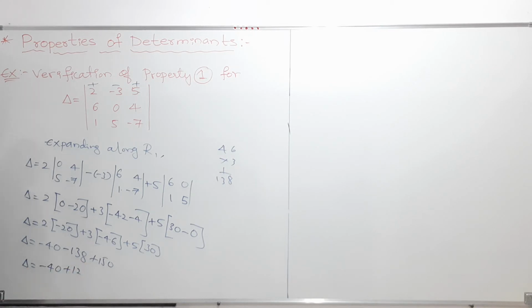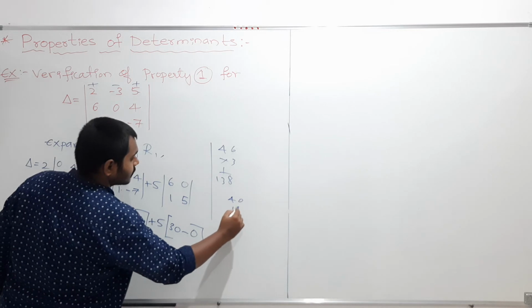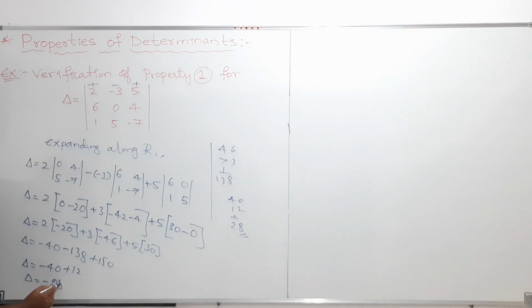150 minus 138. So further if you simplify, delta is equal to minus 40 plus 12. You can solve: 40 minus 12 is 28. Clear? So therefore minus 28 is your answer.